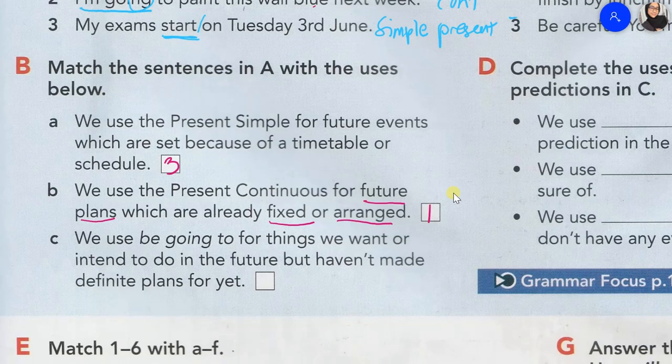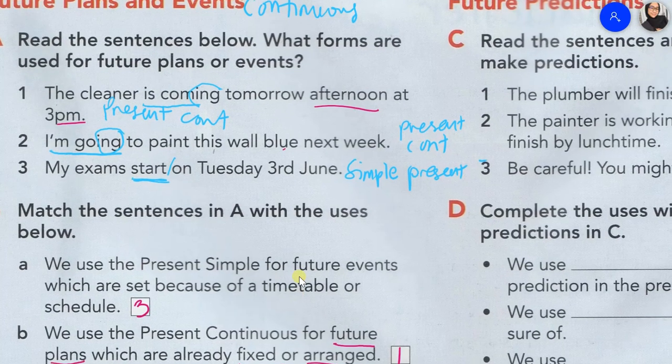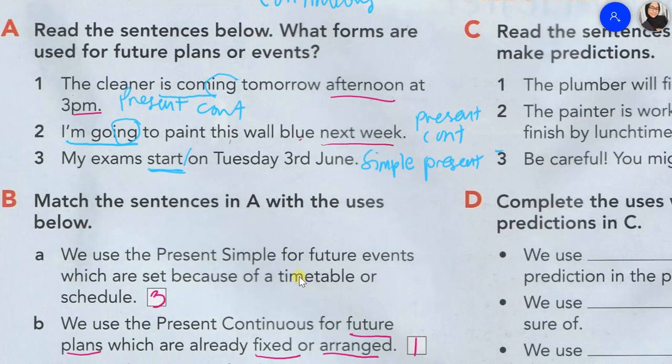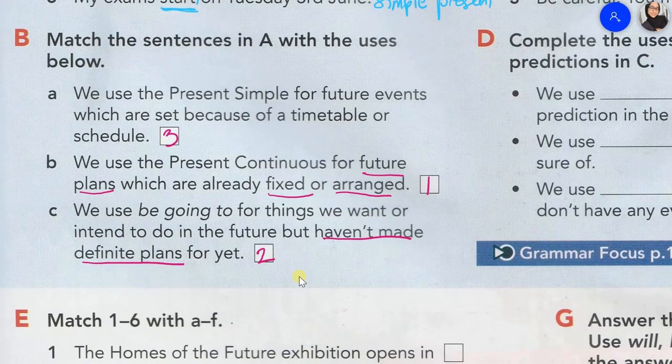Okay, so number two is automatically here, right? Alright, so C is going to explain sentence number two. What is the explanation? We use be going to for things we want or intend to do in the future but haven't made definite plans for yet. Not definite. Haven't made definite plans. So this is not a definite plan, right? Next week. So when is next week? It's not specific, right? All right. So there you go. We have our answer there.